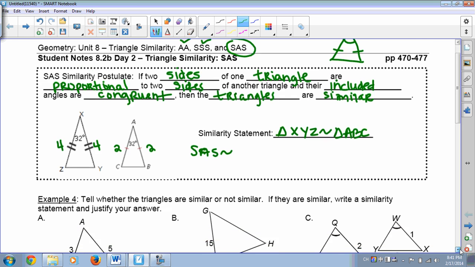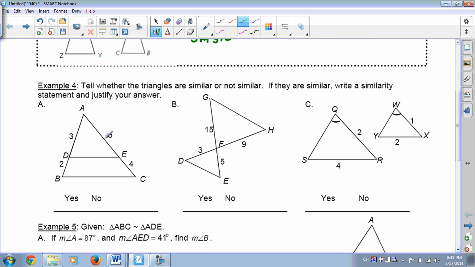Okay, so let's actually look at some problems. On example 4, we have 3 different sets of triangles. We're going to actually look at example A in class, so we're going to look at example B and C right now. So if you look at example 4B, you notice that these triangles are actually facing each other. So they are flipped versions of each other. So if we look at side 9 right here, FH is 9, we have to realize that 9 corresponds with 3. 15 here corresponds with 5.